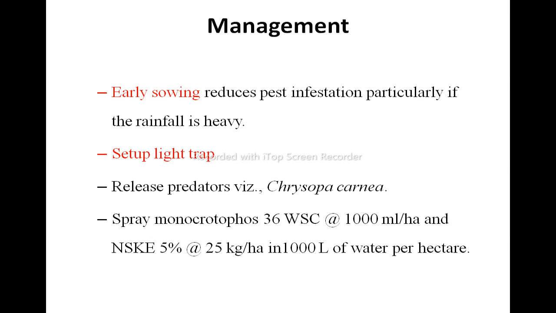Next, set up light trap. And predator, we should release the predator, that is Chrysoperla carnea. And in the chemicals, we should use monocrotophos. It's an organophosphate. And how does it act on the insect? It blocks the activity of acetylcholinesterase enzyme.